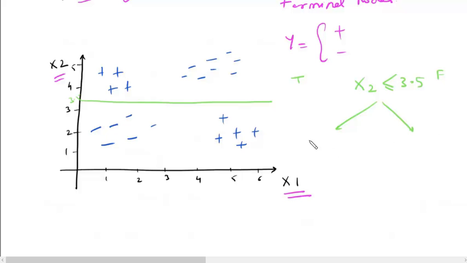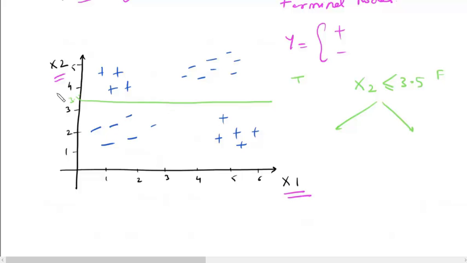Now what if it is true? If it is true, it represents this portion. So x2 is less than 3.5 represents this portion. Now this portion has both pluses and minuses, so we cannot write a plus or a minus yet because we haven't come to a conclusion. So what we would do is we will go for an additional split.